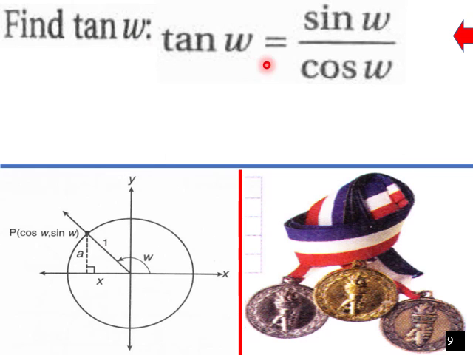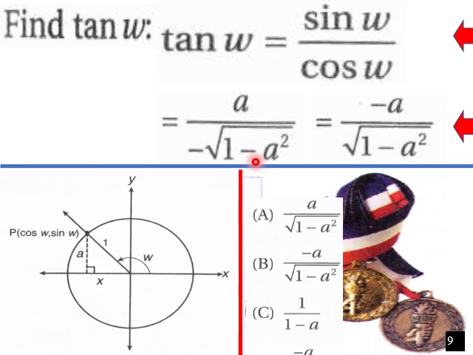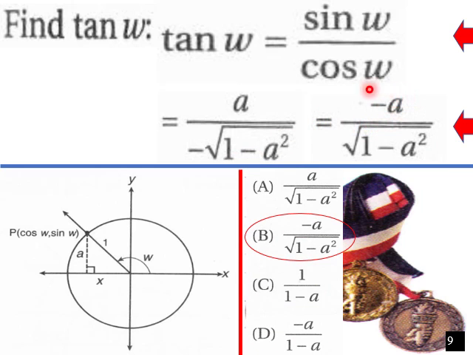So find tan W. So tan is sine over cosine W. So we have a over the negative radical of 1 minus a squared, which equals this symbol here, which is the answer for that one.